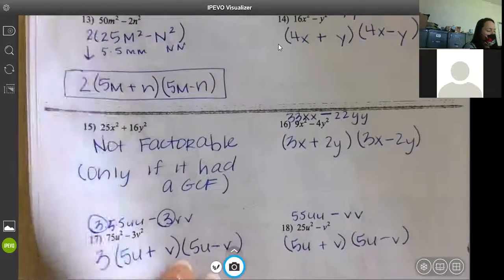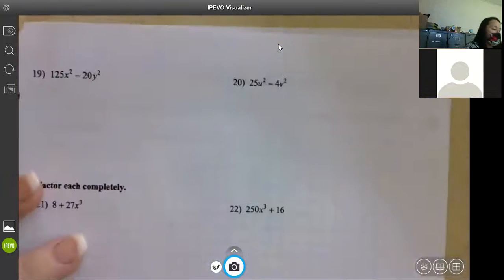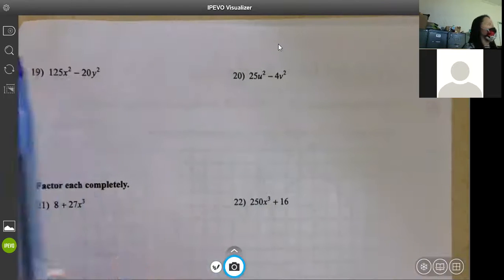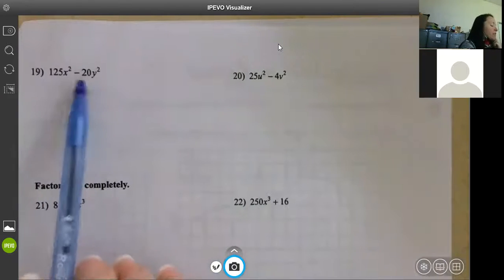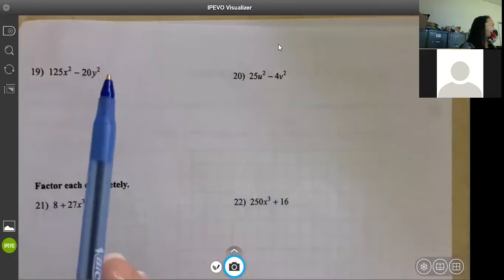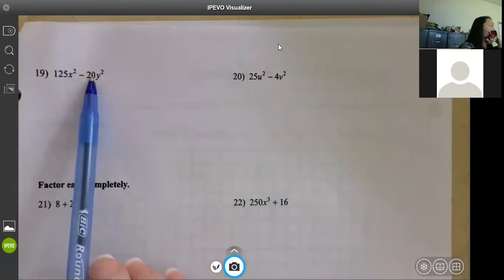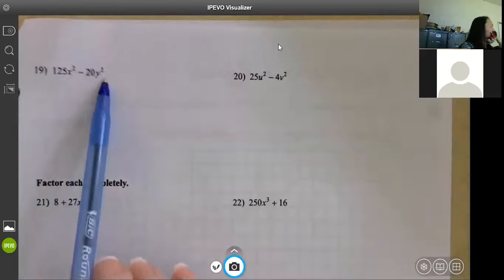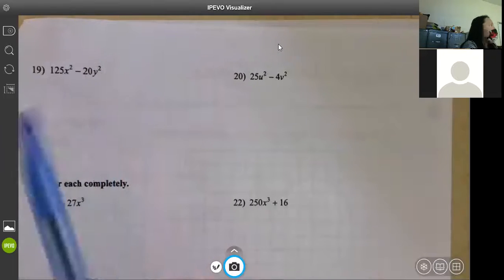So we're going to flip our page. And we see a couple more, and they're exactly the same as what we just did. If you look at these, how do you know that it might have a GCF? You know that 20 is not a perfect pair. Okay, it's 4 and 5. So if it's 4 and 5, I think to myself, 4 is a perfect pair, but 5 is not. Both of these are divisible by 5.